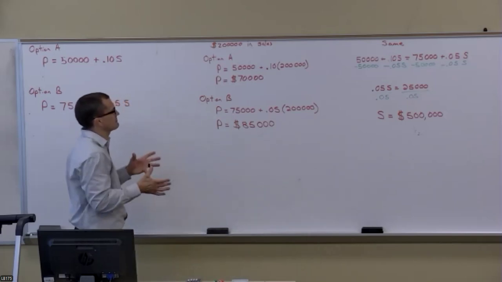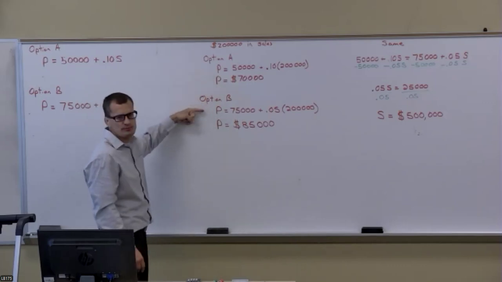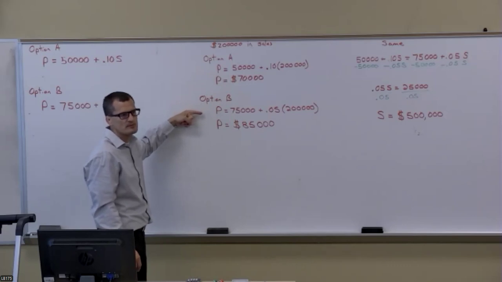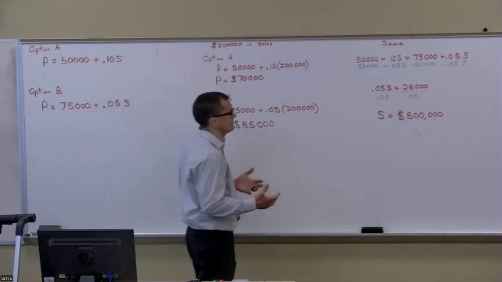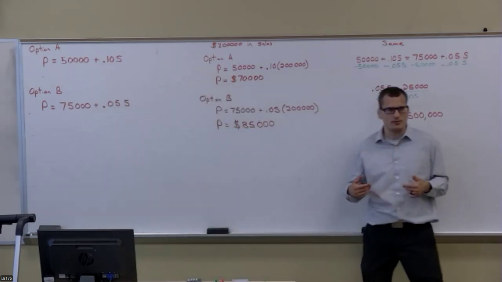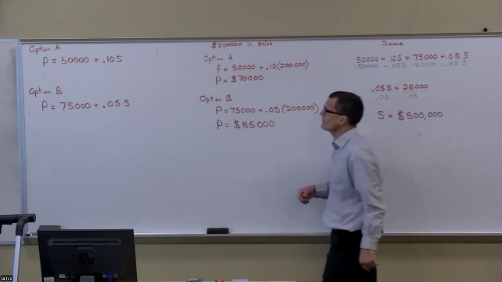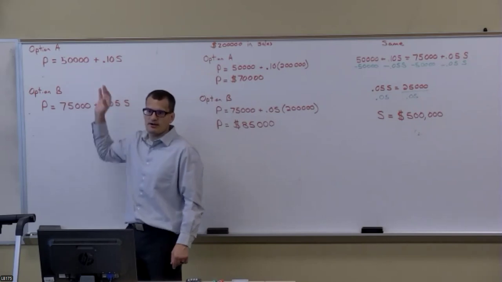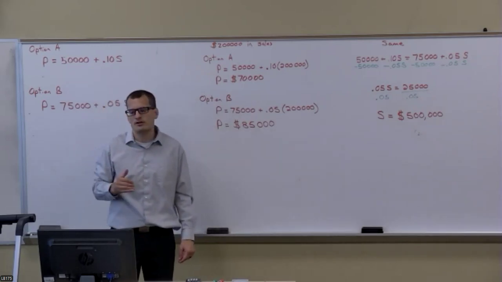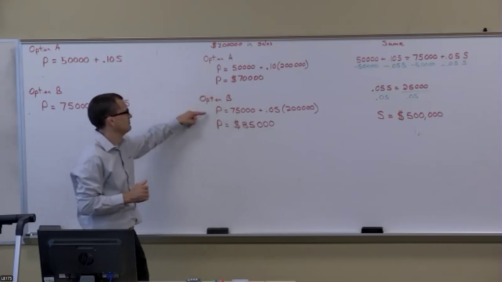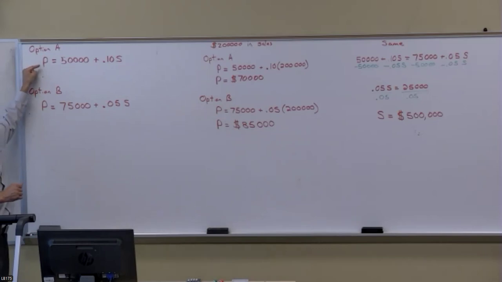Now, I want to point out something. Here we were under 500,000 and option B was better. It turns out that, again, intuition tells you, but also the numbers tell you, that when you get higher than 500,000, then option A is better. Okay. So below 500,000, option B is better. Above 500,000, option A is better.